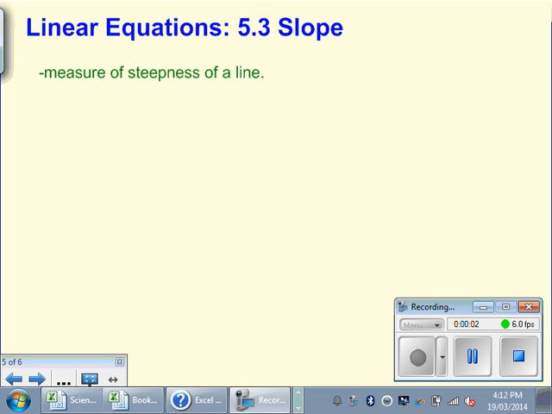Welcome. This lesson is on slope. And slope is the measure of the steepness of a line.